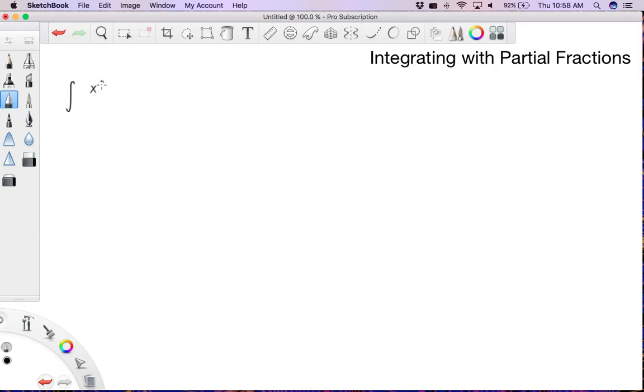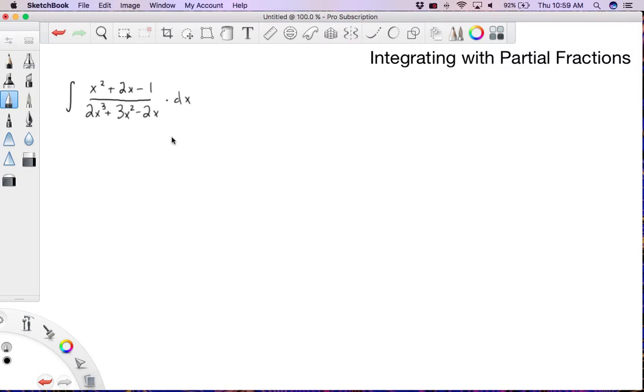We'll start out with this one: the integral of x squared plus 2x minus 1, divided by 2x cubed plus 3x squared minus 2x, all times dx.